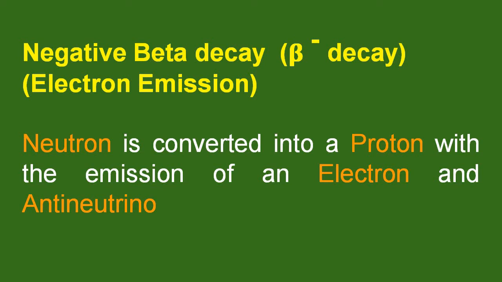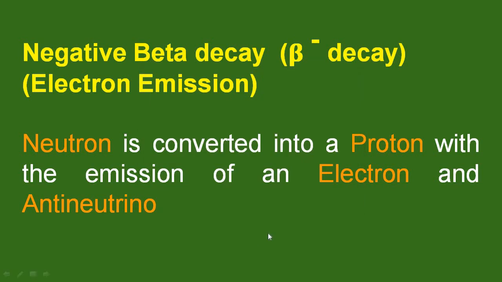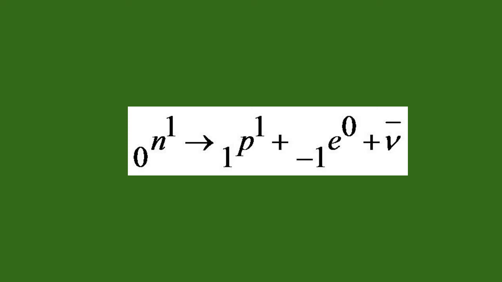Negative beta decay is also called electron emission. In this, a neutron is converted into a proton with the emission of an electron and an anti-neutrino. This process is already known to us. The reaction can be written as a neutron, with charge 0 and mass number 1, is converted into a proton plus an electron and an anti-neutrino.